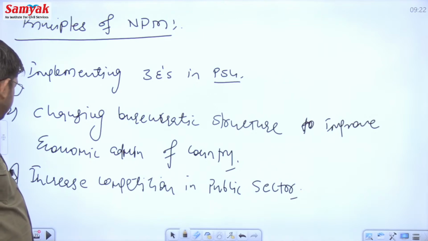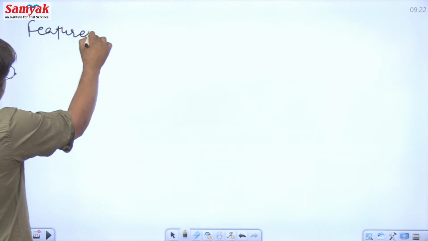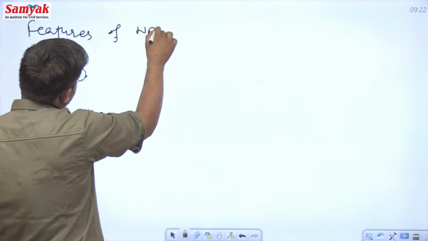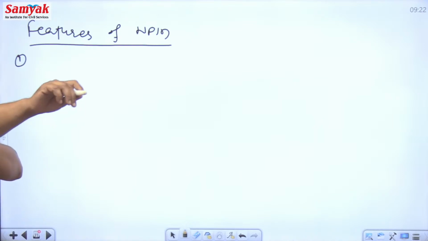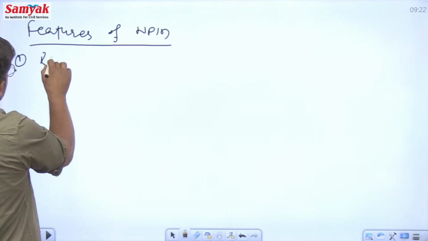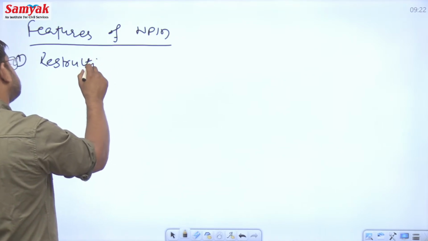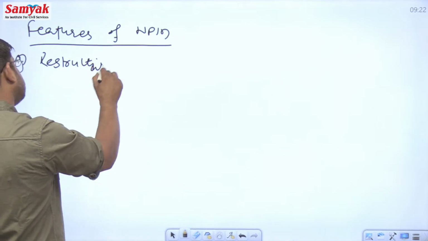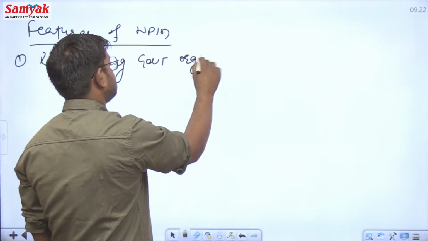So these are basic principles. Now comes the features of the NPM. One is restructuring government organization. It talks about restructuring government organization.